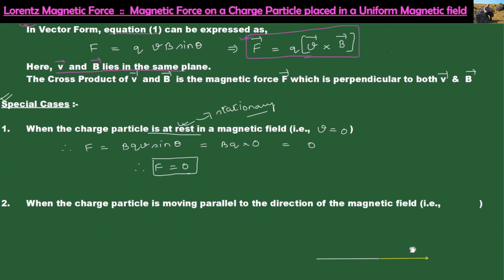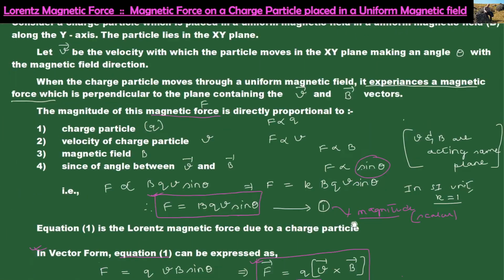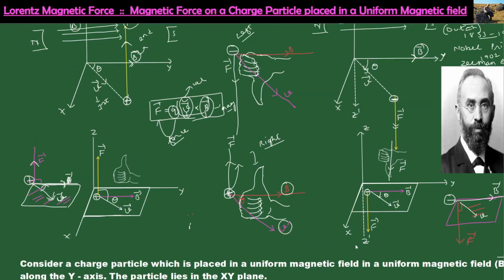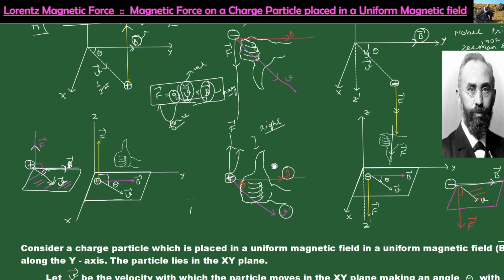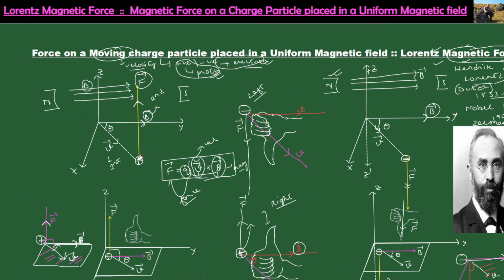Then let us consider when the charge is moving in the same direction, when the charge is moving parallel to the direction of B. When you look at this diagram, it is very clear that if I have a minus charge particle, and this is the direction of my B, then this charge particle is moving in the same direction. The velocity with which the charge particle moves is in the same direction as B.